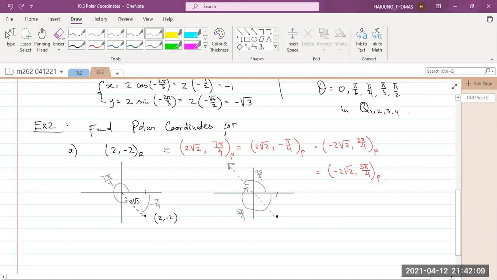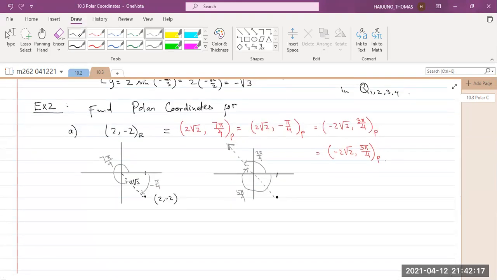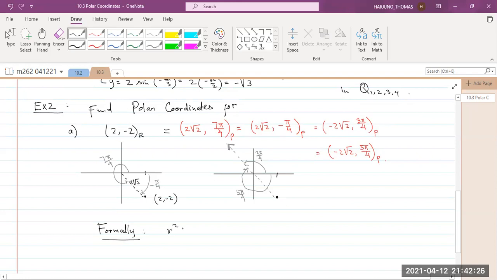Now, I did this question with a lot of intuition. Let's do it formally. So r squared equals x squared plus y squared. Right? That equals 8. So r can be seen as the square root of 8, or you can also see that as negative square root of 8. If we have a choice, we tend to use the positive branch.